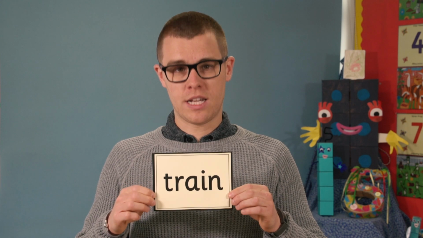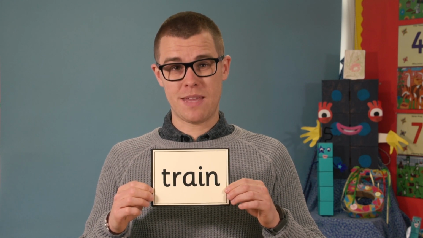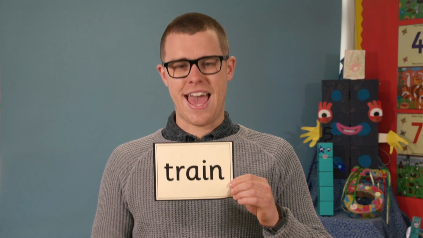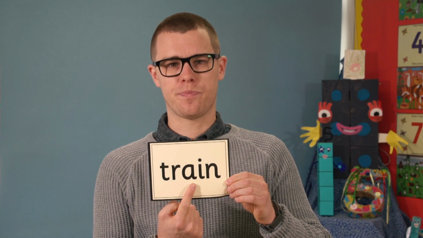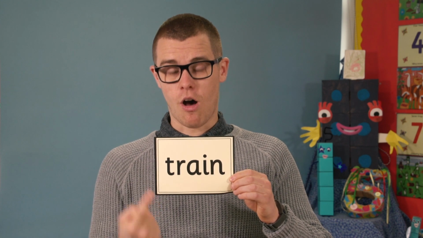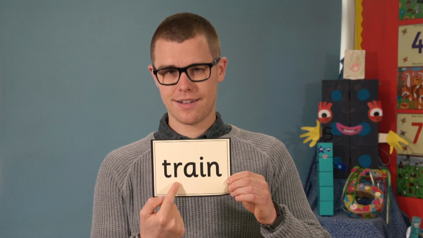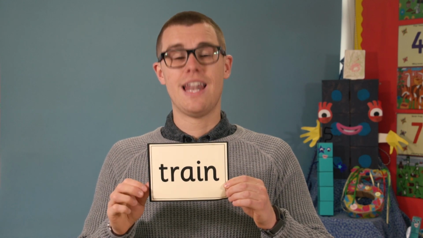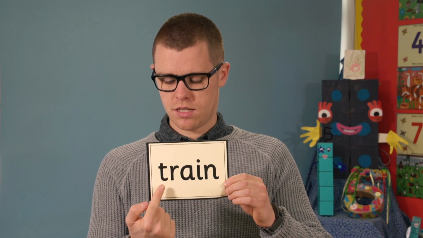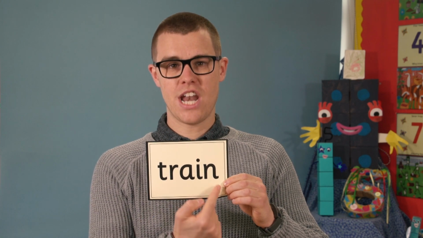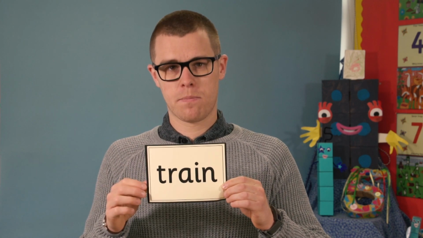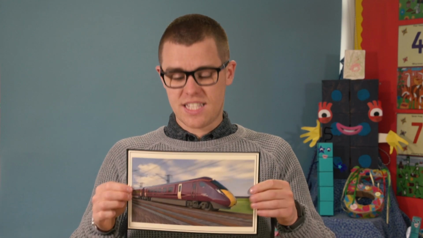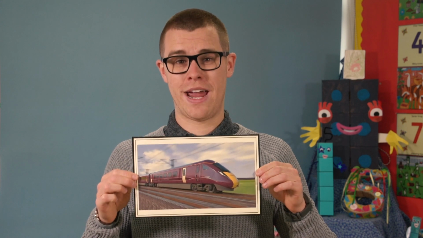Here's the final word. Can you spot the grapheme that says A? Yes, here it is in the middle. Ready to read? Off you go. Let's read together. T-r-a-n. Train. You can travel on a train. This is a very fast-looking train.